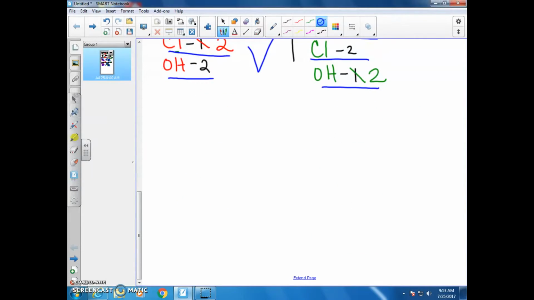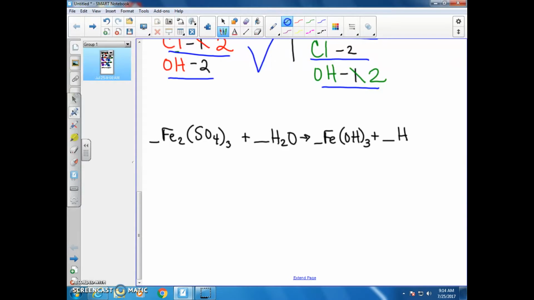The last example I want to do for you is what happens with those polyatomics and how to leave them together. It makes it a whole lot easier. So let's do Fe2(SO4)3 and water, and that yields for us Fe(OH)3 and H2SO4. Again, the arrow is our cut line.